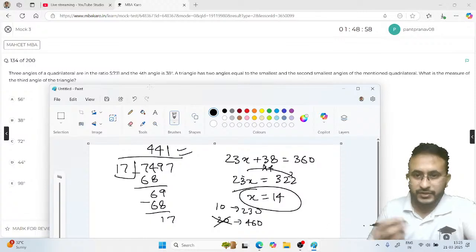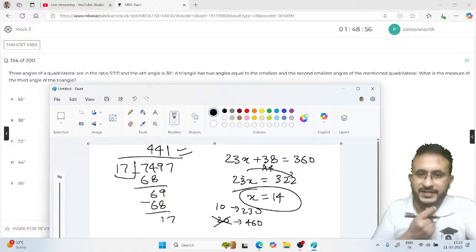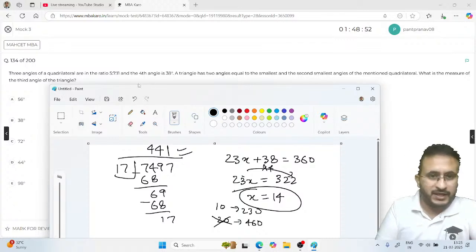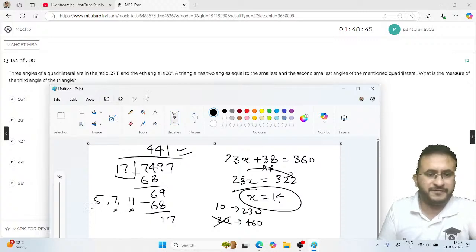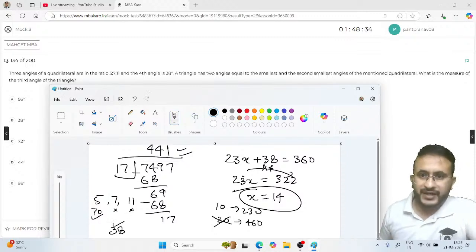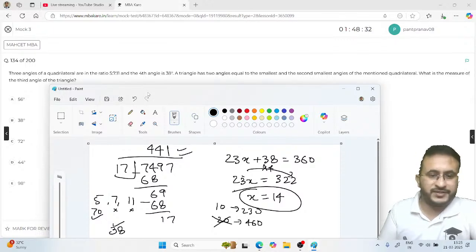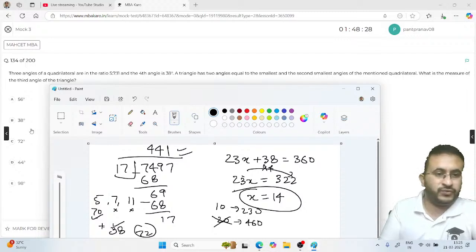X is 14. The question says that a triangle has two angles equal to the smallest and the second smallest angles of the mentioned quadrilateral. One angle is 38, and the other angles are 5x, 7x, 11x, so those will not be the smallest. 5 into 14 is 70. So one angle, the smallest, is 38, and the second smallest is 70. The other two are bigger. So two angles are these, and we need to find the third angle. 70 plus 38 is 108, so the answer will be 72.